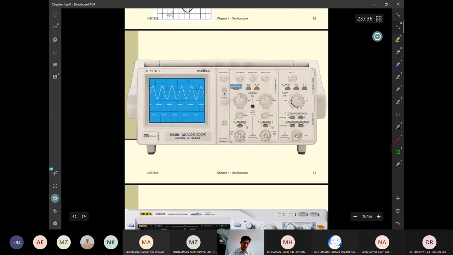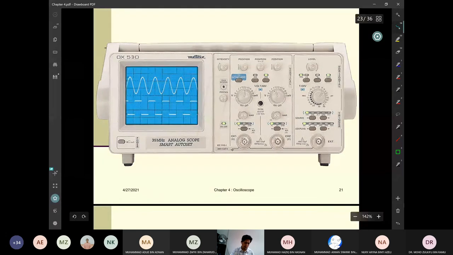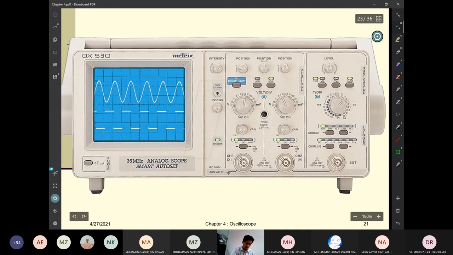Okay, this is the picture of modern oscilloscope. So this one is digital oscilloscope. Okay, analog eh? Okay, analog. Sorry. So this is analog oscilloscope. So ini is a CRT screen.